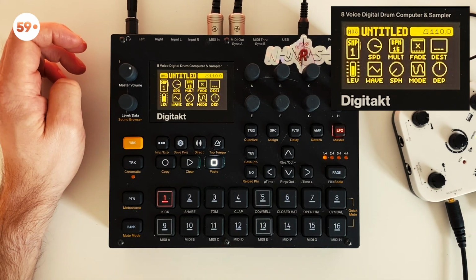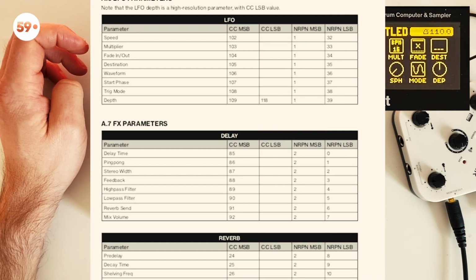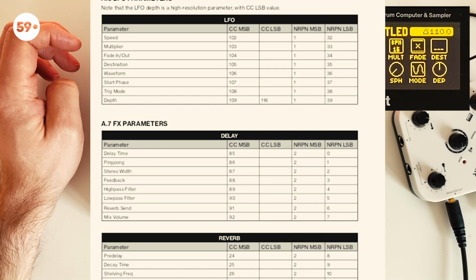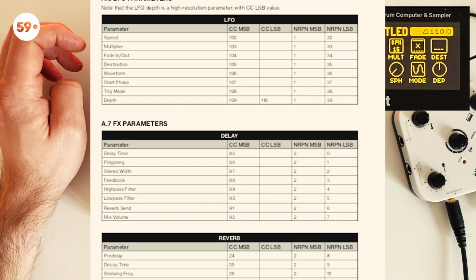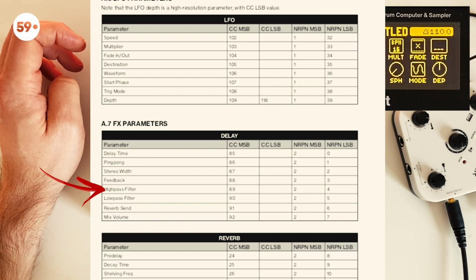For today, we choose one of the amp parameters. We are going to work with one of the effects parameters, and that is the delay. And I'm going to show you what you can do with modifying the high pass filter. And that is MIDI CC parameter number 89. So keep that in mind, it's number 89.